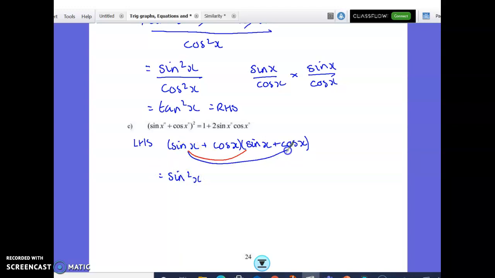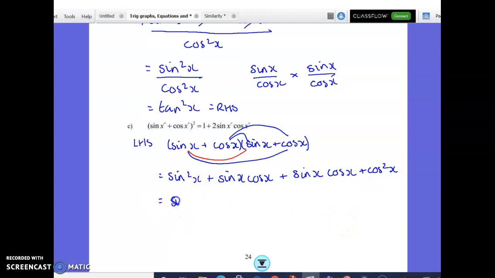I then do sine x times cos x, which gives me sine x cos x. Inners, so cos x times sine x, same thing. So I'm just going to write this around the same way. So I get sine x cos x. And my last, cos x times cos x, is cos squared x.